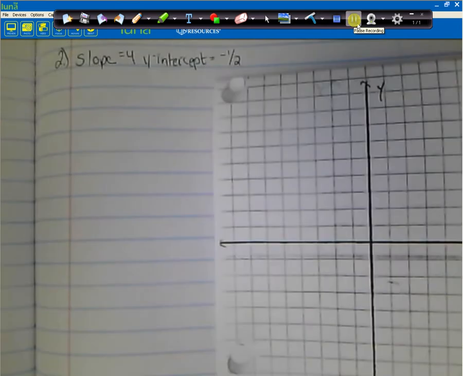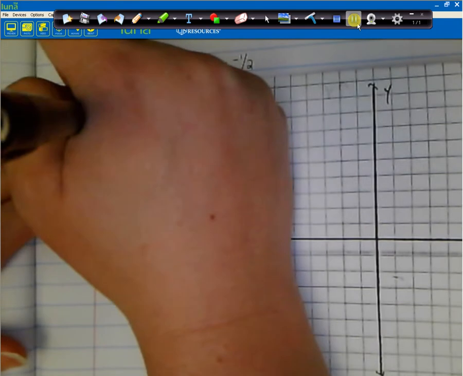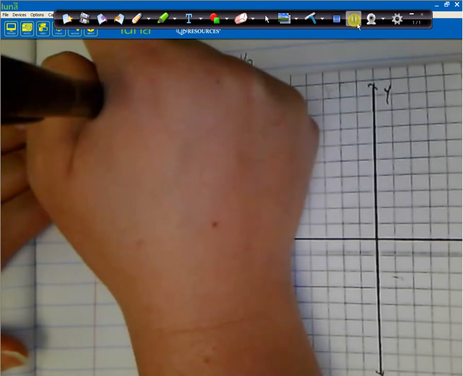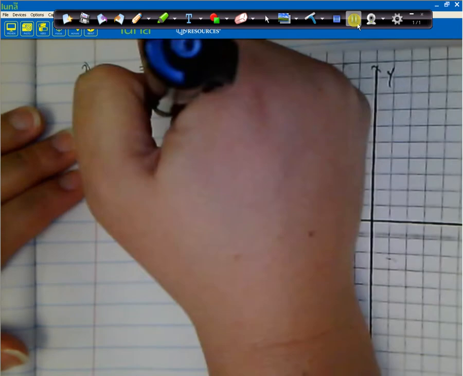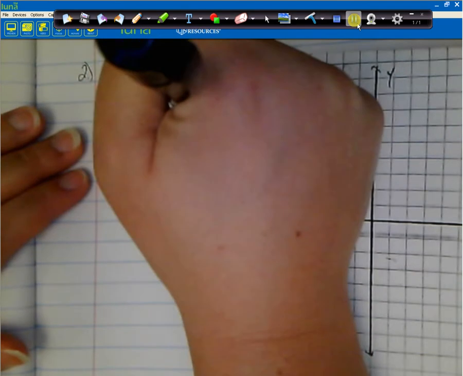All right, go ahead and write number 2. We have a slope of 4 and a y-intercept of -1/2. All right, so the slope is going to be our m. So our m is going to be 4. And our y-intercept is going to be our b, which is -1/2.